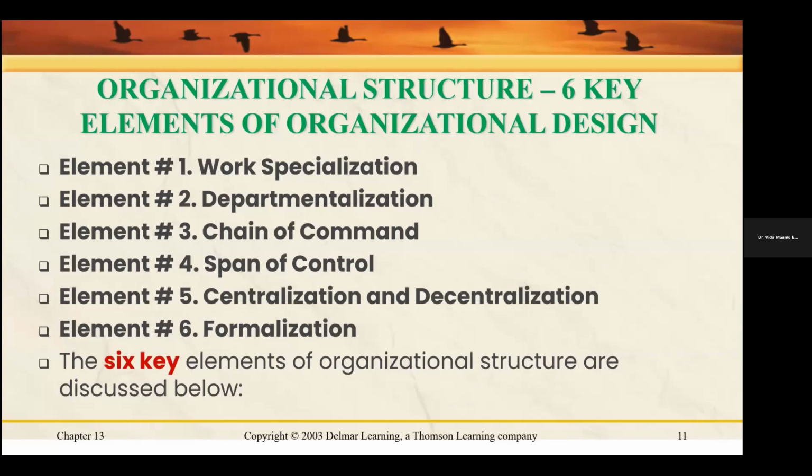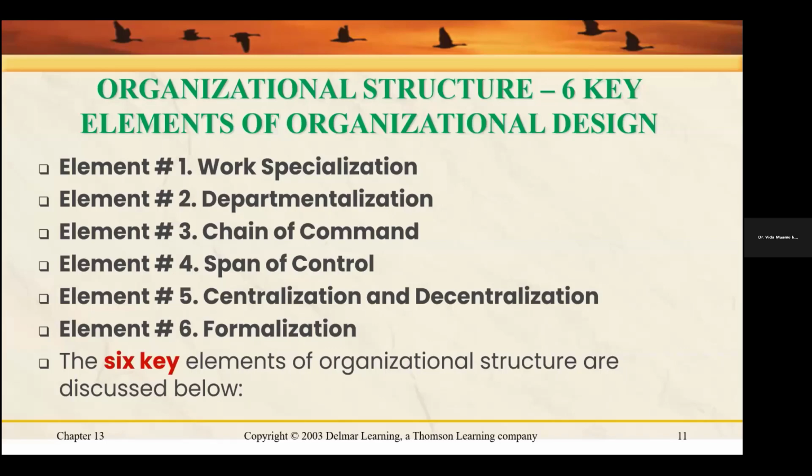There are 6 key elements of organizational structure, and they become the design we want the structure to follow. Element 1, work specialization. Element 2, departmentalization. Element 3, chain of command. Element 4, span of control. Element 5, centralization and decentralization. Then element 6, finally, formalization.